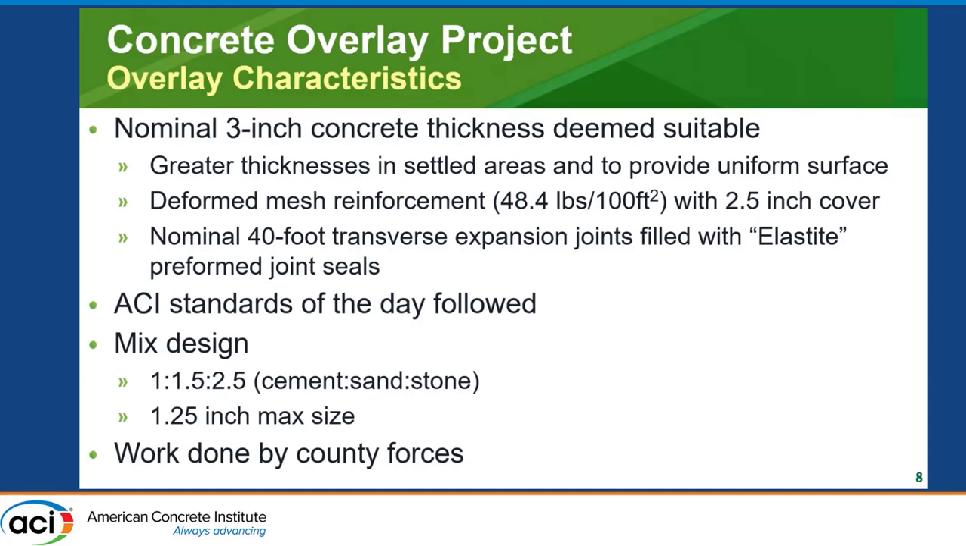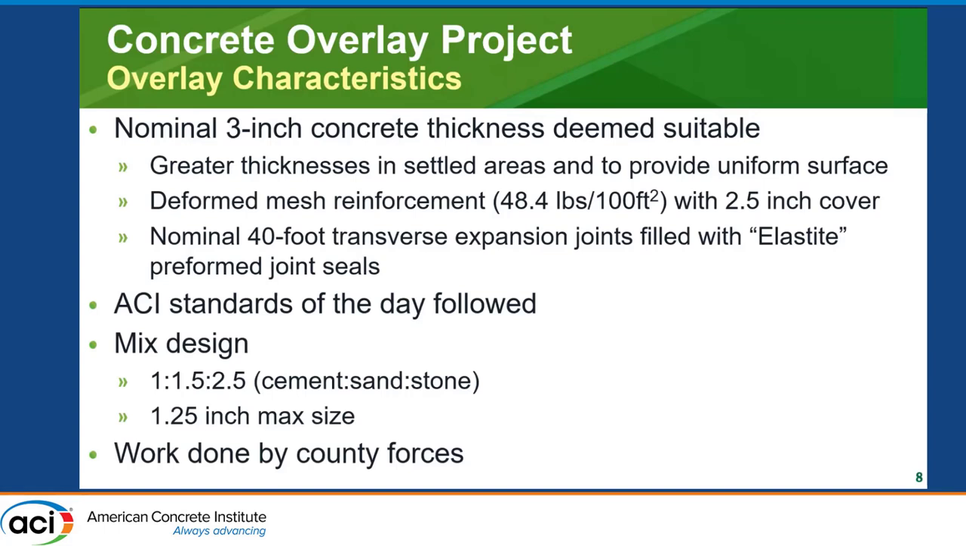But mesh reinforcement was used very widely in some of the early concrete pavements, recognizing that they saw a lot of cracking from some of these early concrete pavements, and they put the mesh in there, not necessarily to stop the cracking, but just to hold those cracks very tightly together. They did put in 40-foot transverse expansion joints as part of this. So again, they recognized the need more from a constructability standpoint to put in these expansion joints.